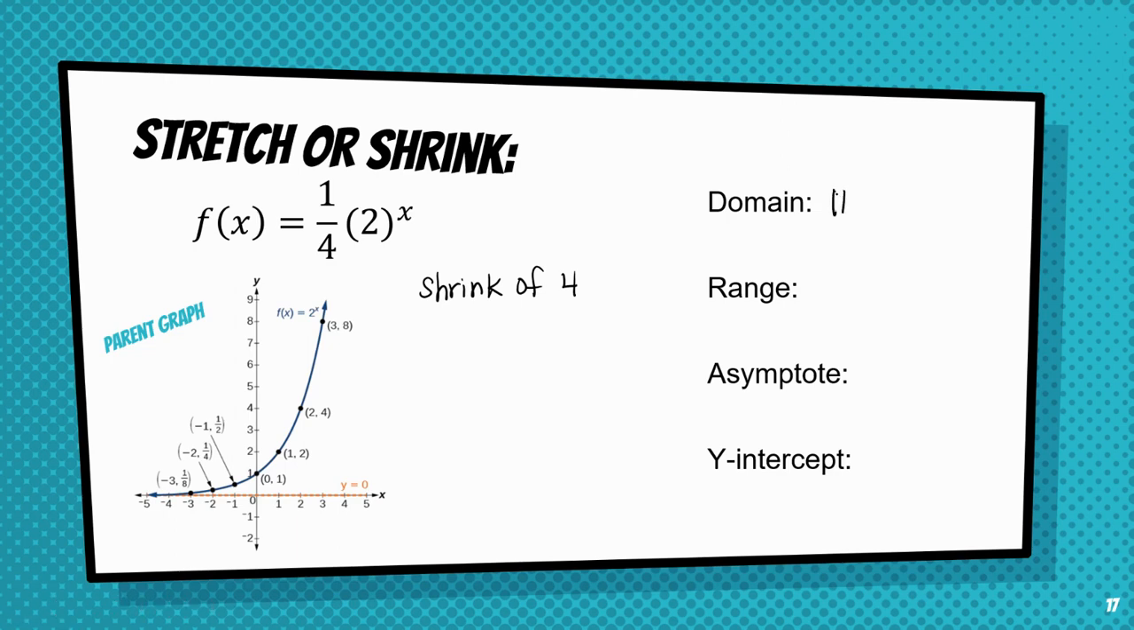The domain doesn't change. Notice every single time the domain is exactly the same. Because we did not have any vertical movement, the range is still the same as well, from 0 to infinity, which means that our asymptote is at 0 and our y-intercept is at (0, 1). Okay? So a stretch or shrink hasn't changed anything other than the rate at which it climbs.